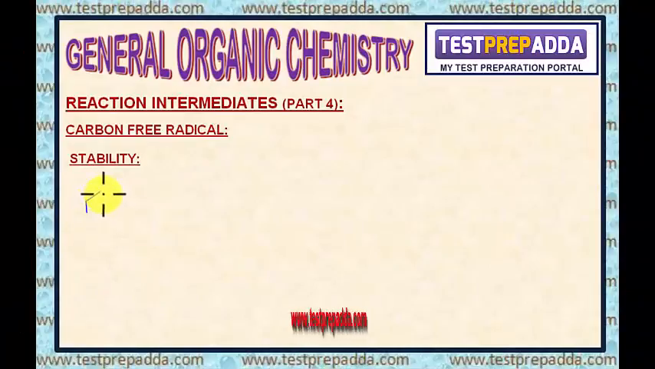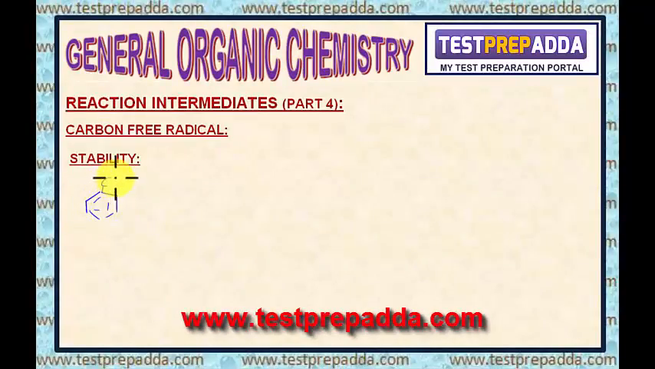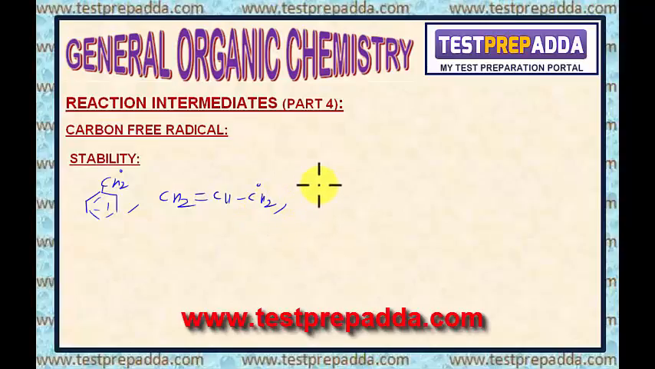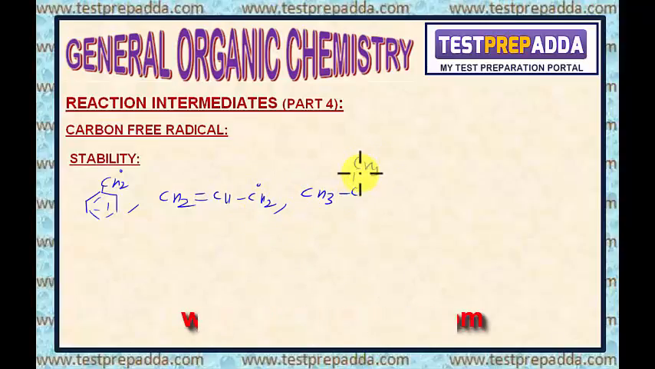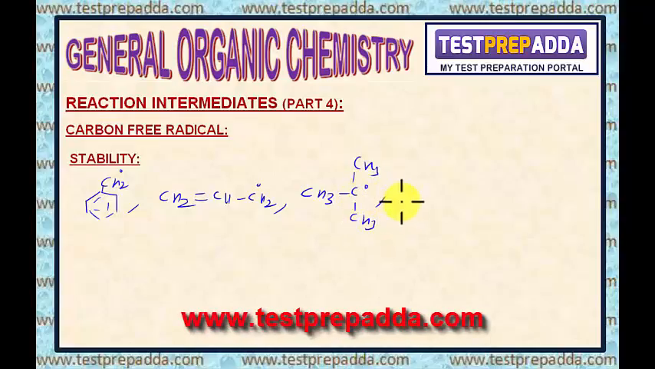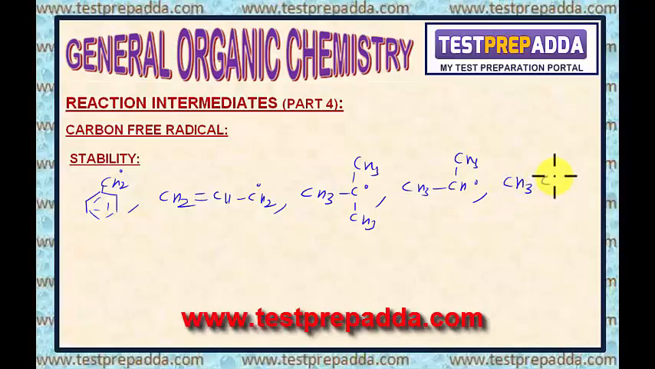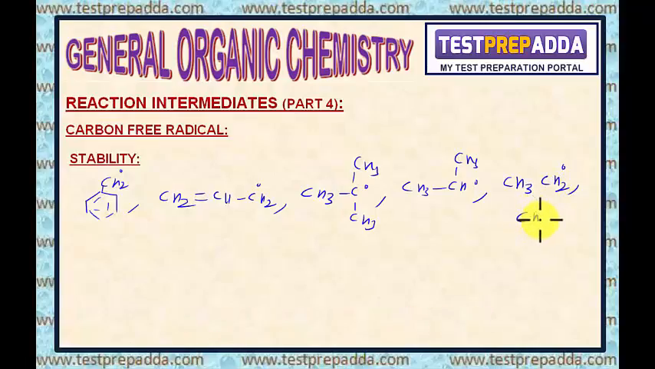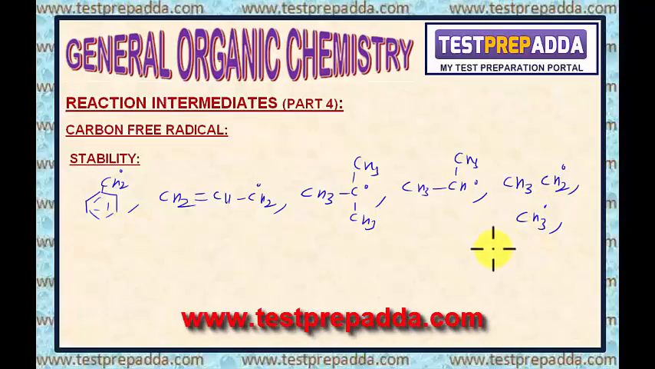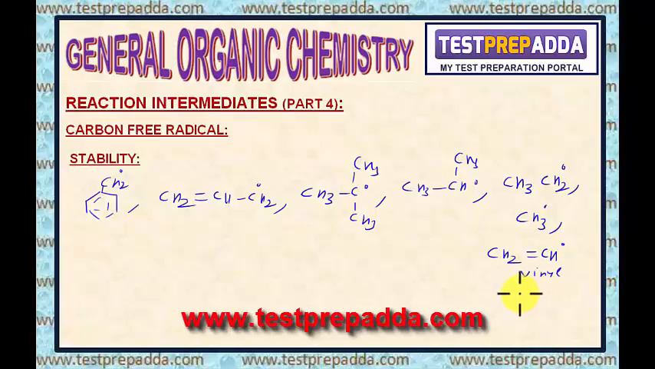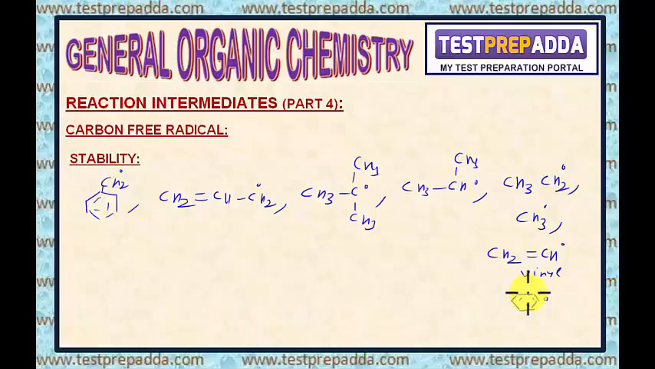If I take the example like this, this is allyl free radical, this is tertiary butyl free radical, this is isopropyl free radical, this is ethyl free radical, this is methyl free radical, this is vinyl free radical, and then phenyl free radical or aryl free radical.